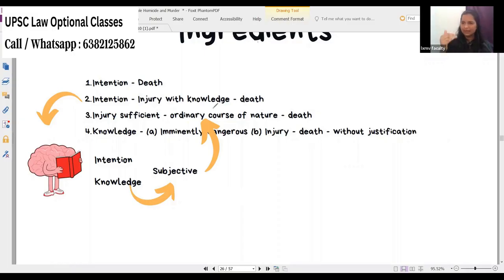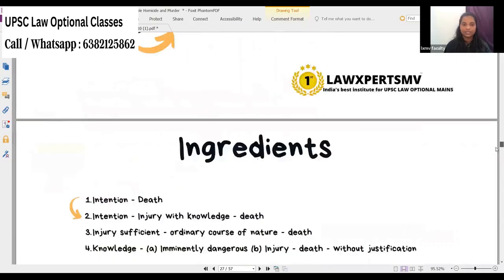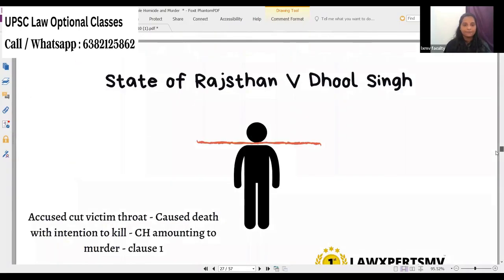The reason I'm bifurcating is that there is the third clause which talks about objective knowledge. Let me be more clear with the next slide so you understand. By this second clause, first, the accused must have the intention to cause a bodily injury coupled with a subjective knowledge, that he must believe this injury is sufficient to cause the death of the person, is likely to cause the death of the person. Let me give you an illustration for that.